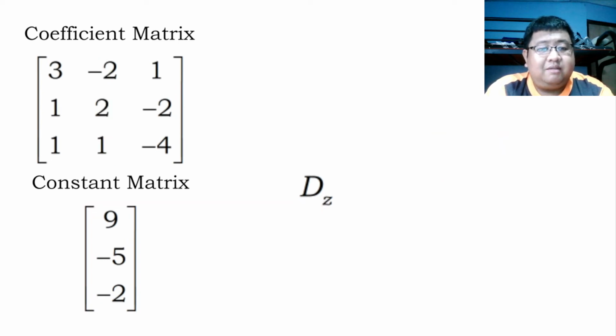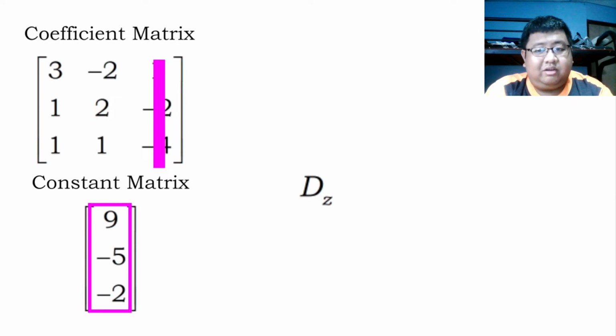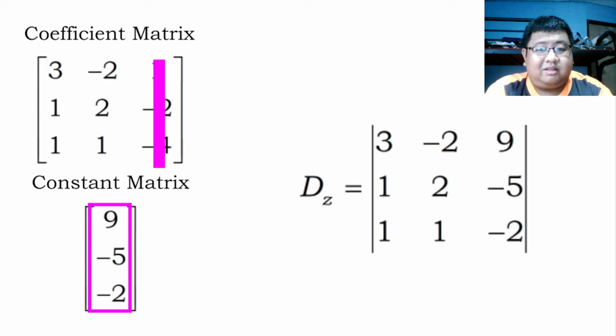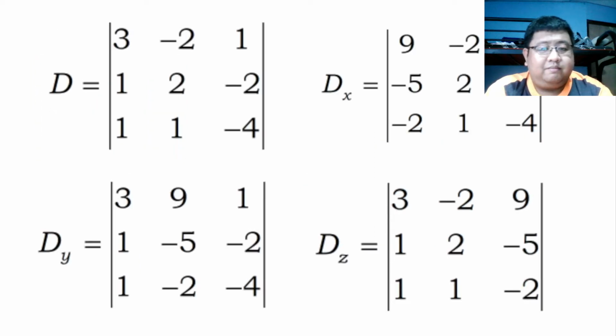And for dz, it's the third column you're going to replace with the constant matrix. So your dz would look like this. 3, 1, 1, negative 2, 2, 1. And the third column now is 9, negative 5, negative 2. In summary, your determinants are as follows. There you go. So later, pag na-evaluate na natin itong mga determinant na ito, simple divisions will give you your values, your solutions.